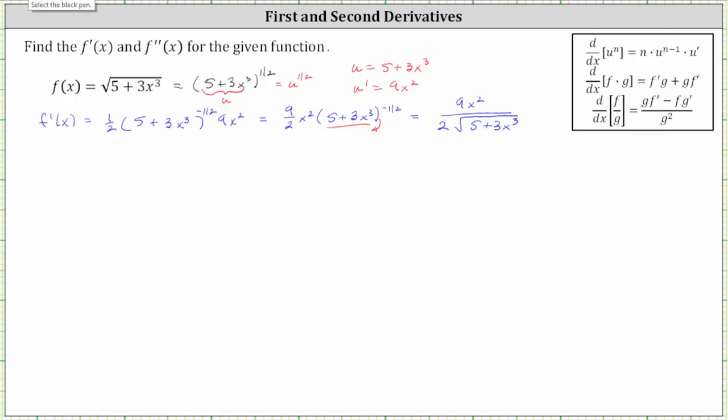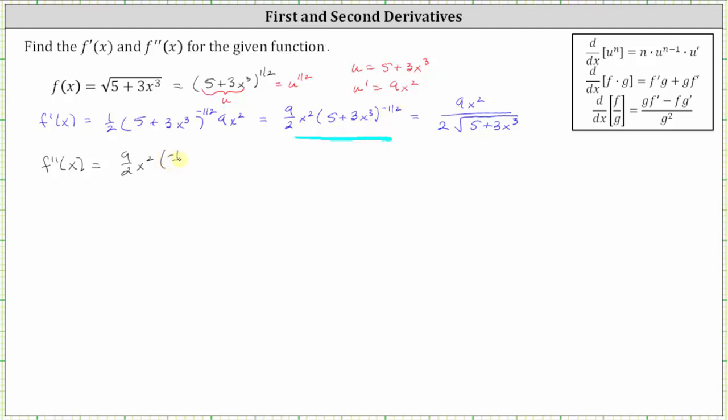To do that, though, we will use this form of the first derivative where we have the function expressed using rational exponents. Notice to find the second derivative, we will need to apply the product rule, which is shown here in the upper right-hand corner. So the second derivative is equal to the first function of 9/2 x squared, and then times the derivative of the quantity 5 plus 3x cubed raised to the power of negative 1/2.